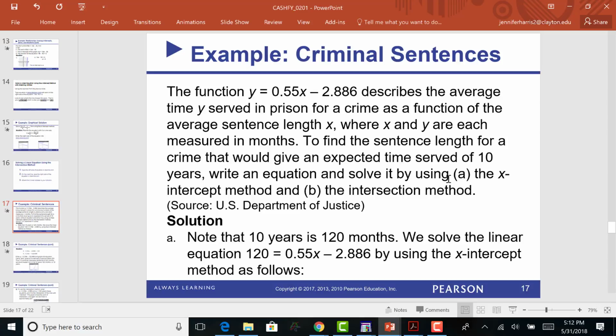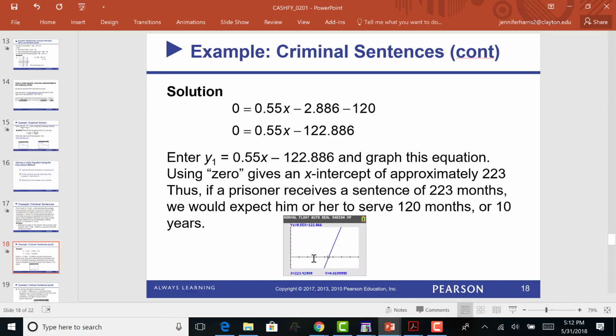All right, so in the place of the Y, I'm going to put 10 years, but instead of 10 years, I'm going to turn it into 120 months. How do you get 120 months? 10 times 12 is 120 months. So they actually served 120 months, but I want to know what the judge sentenced them to. So now can I solve and get X by itself? Alrighty, there we are.